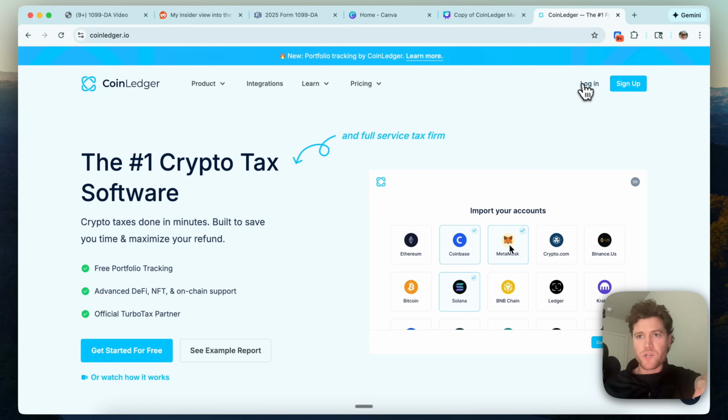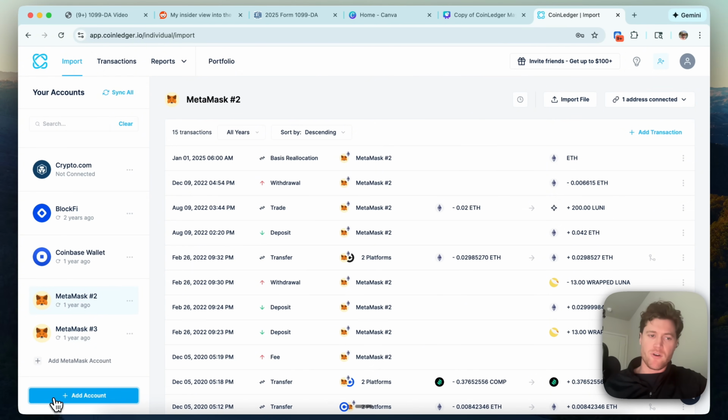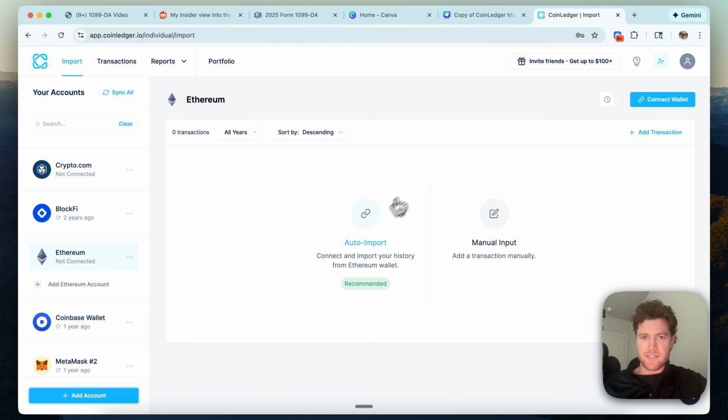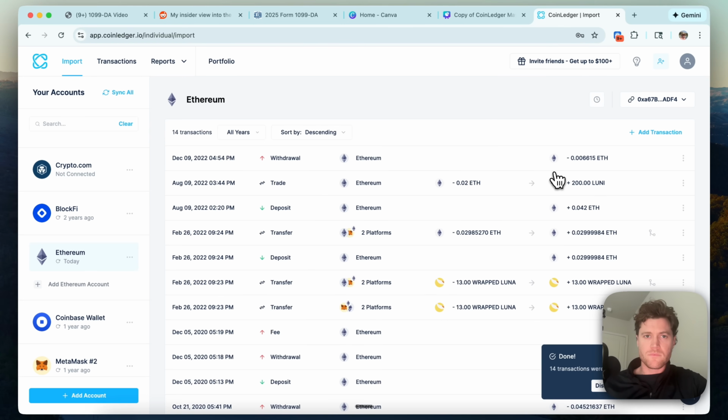So if you don't want to do this part manually, this is the pain point that CoinLedger was built to solve. So what you're going to do with CoinLedger is you're simply going to sync your wallets and exchanges with the platform. You can do that just with a few button clicks, as you can see here. Here I will just sync my Ethereum wallet, and all of my transaction data gets read off the blockchain and imported into my CoinLedger account.